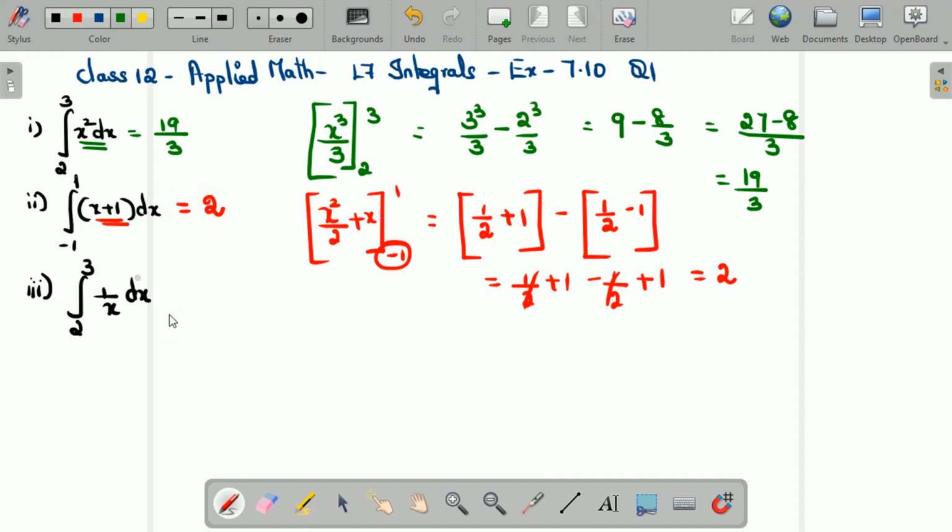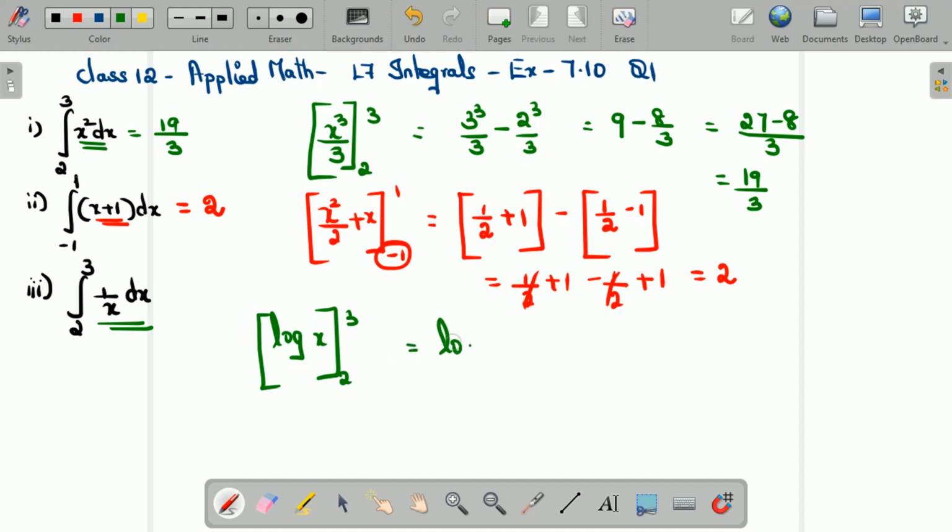Now let's take up the third subdivision. Integrate 1 by x dx between the limits 2 to 3. First let's integrate 1 by x dx. The integral of this is nothing but log x. Now you need to apply the limits between 2 to 3. Remember the rule is upper limit minus lower limit.